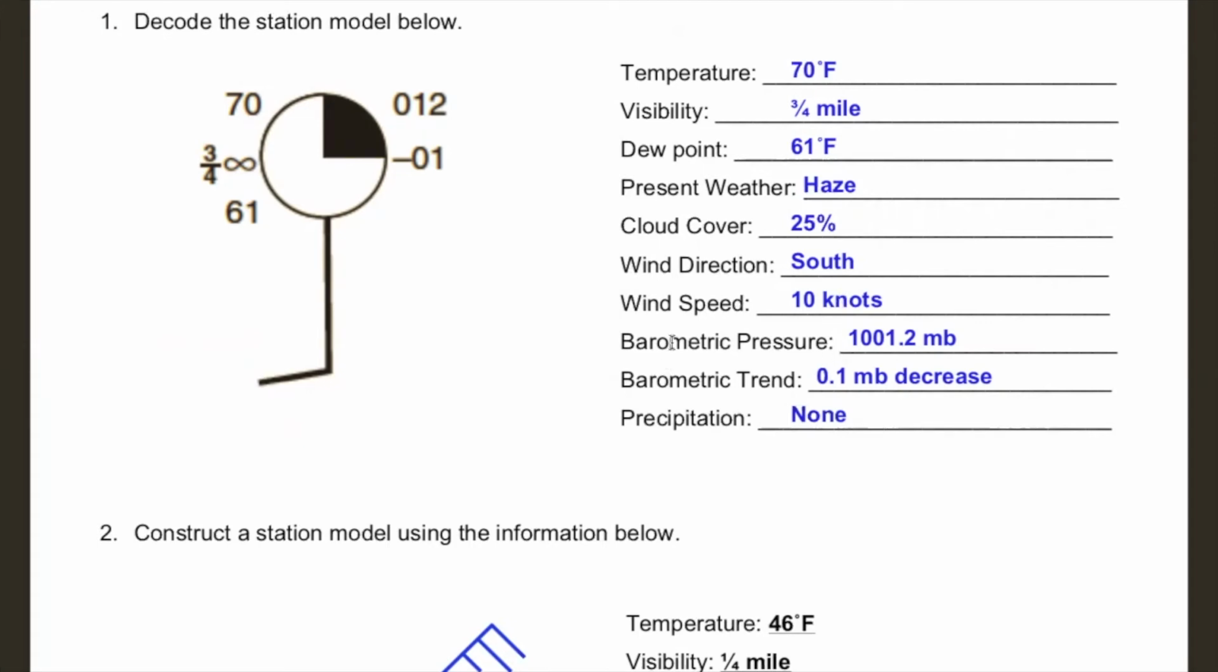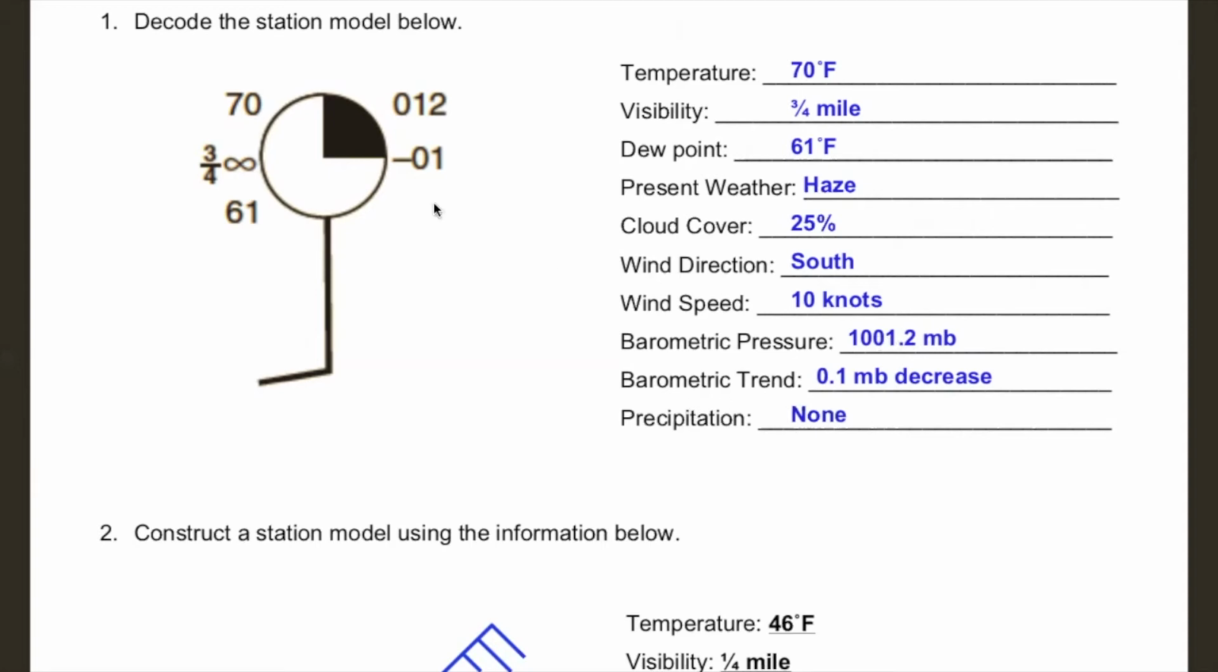Barometric pressure, that's the top right. This is where it gets tricky. You have to change this number, because 0, 1, 2 is not a barometric pressure. Remember the rule. If this number is below 500, you add a 10. If it's above 500, you add a 9 in front, and then you put a decimal between the last two. 12 is below 500 last I checked, so that's why they added a 10 in front, 0, 1, 2, and then they put a decimal in between the last two, and that's millibars.